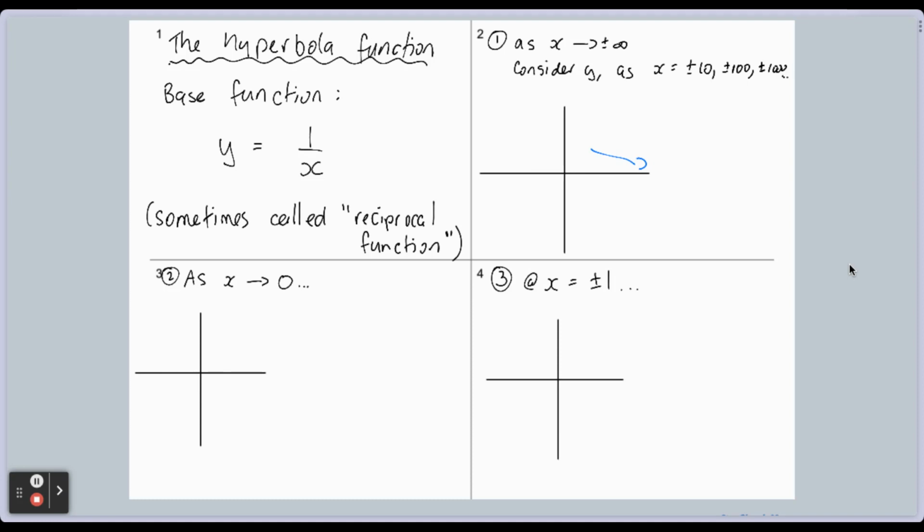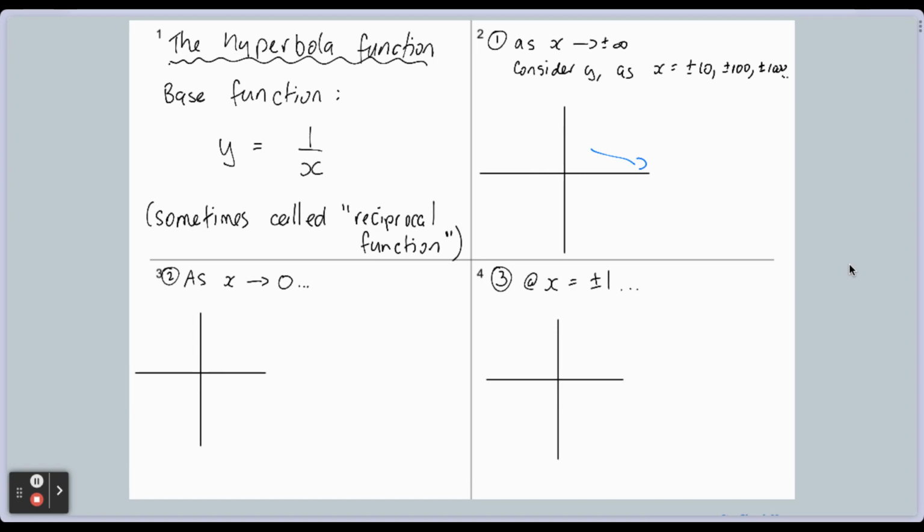If you think about it, Tian's right. Even if I chose a massively large number like 9.9 times 10 to the power of a billion, 1 on that is still going to be above 0. So we can't actually get to 0, but we keep on getting closer to 0. What about with the negatives? It's the same thing, right?